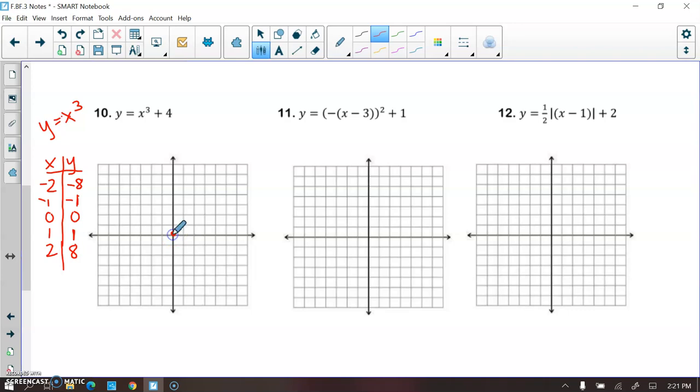So I have (0, 0). I have (-1, -1). I have the (1, 1). I have the (2, 8), which is going to go just 1 unit off the graph. So let's just draw it. And I have the (-2, -8). So this is what your graph's going to look like. Oops, sorry, I want to do a dotted line.